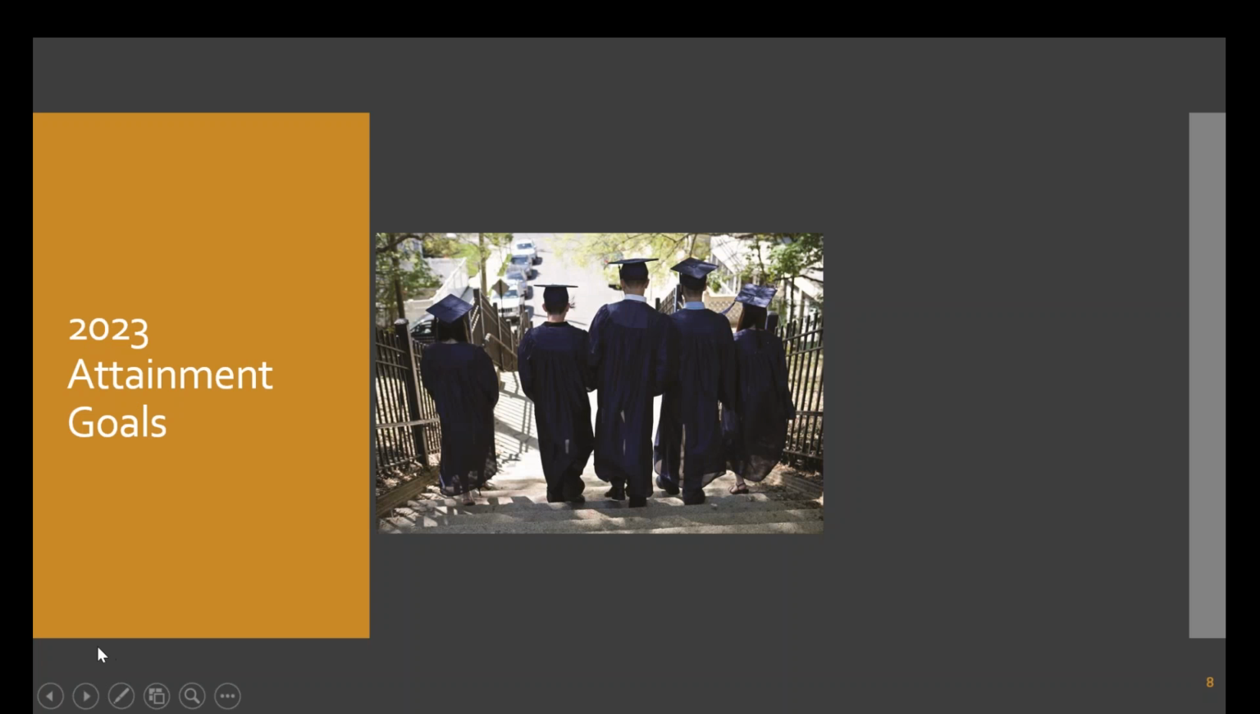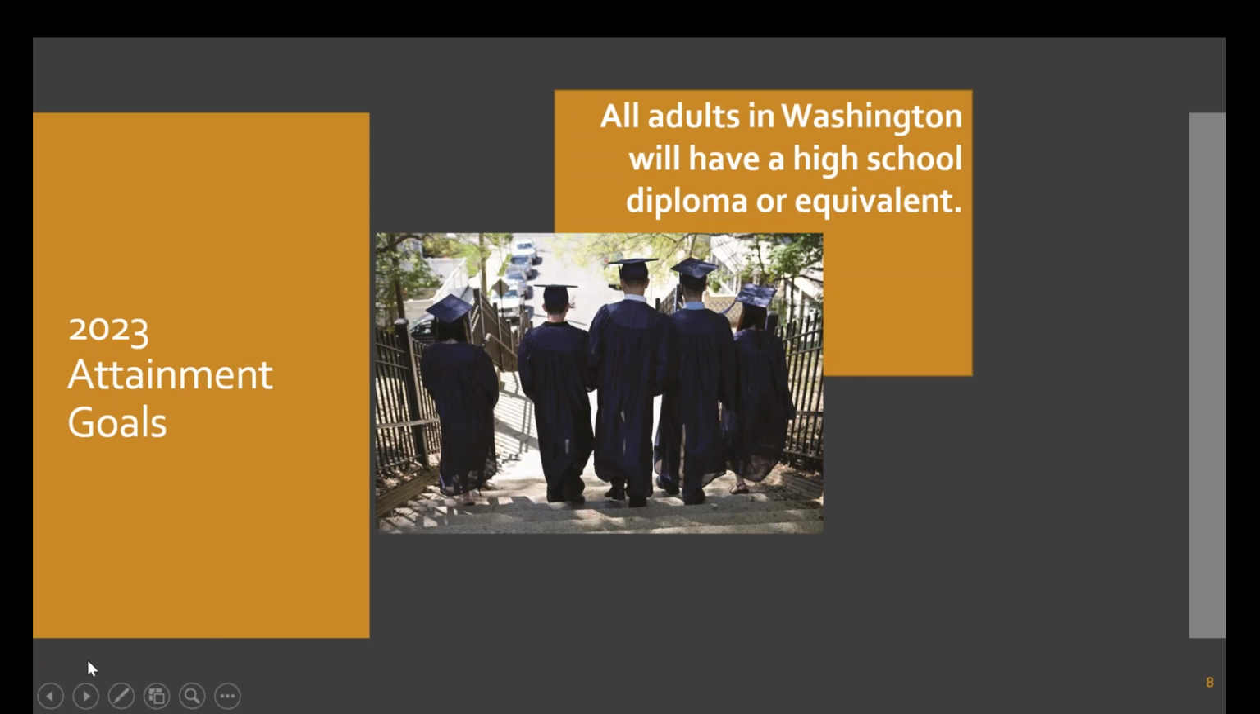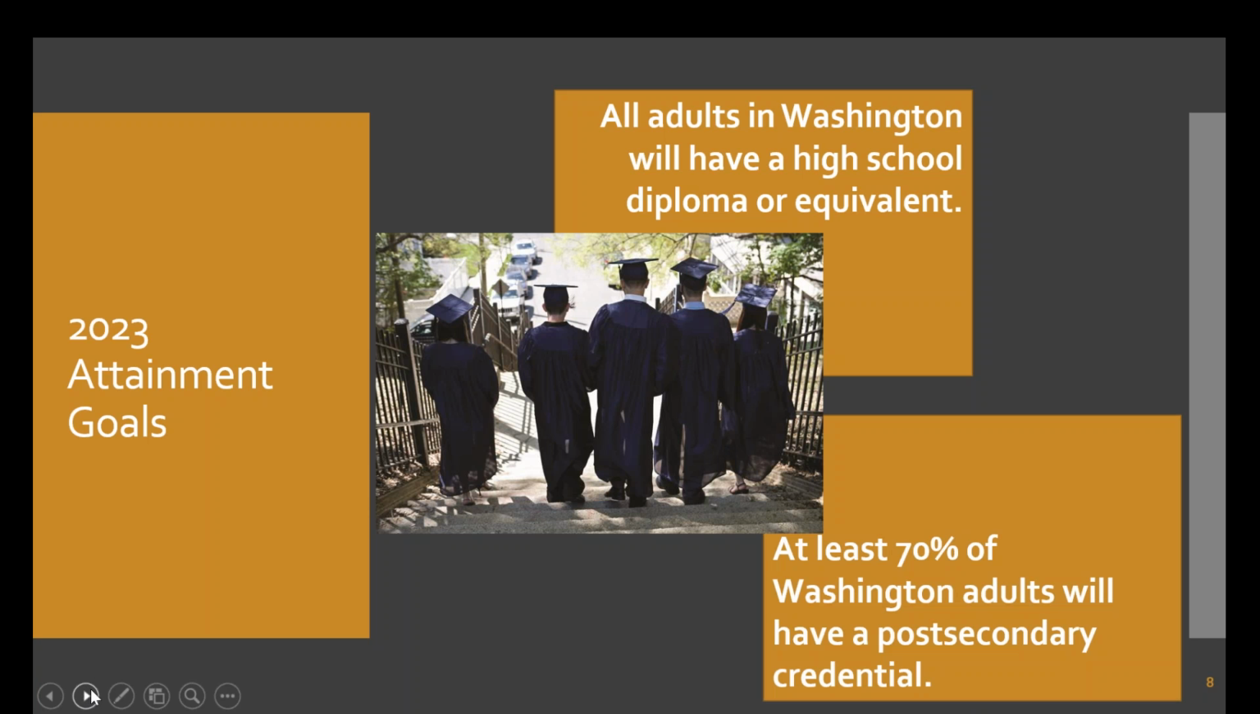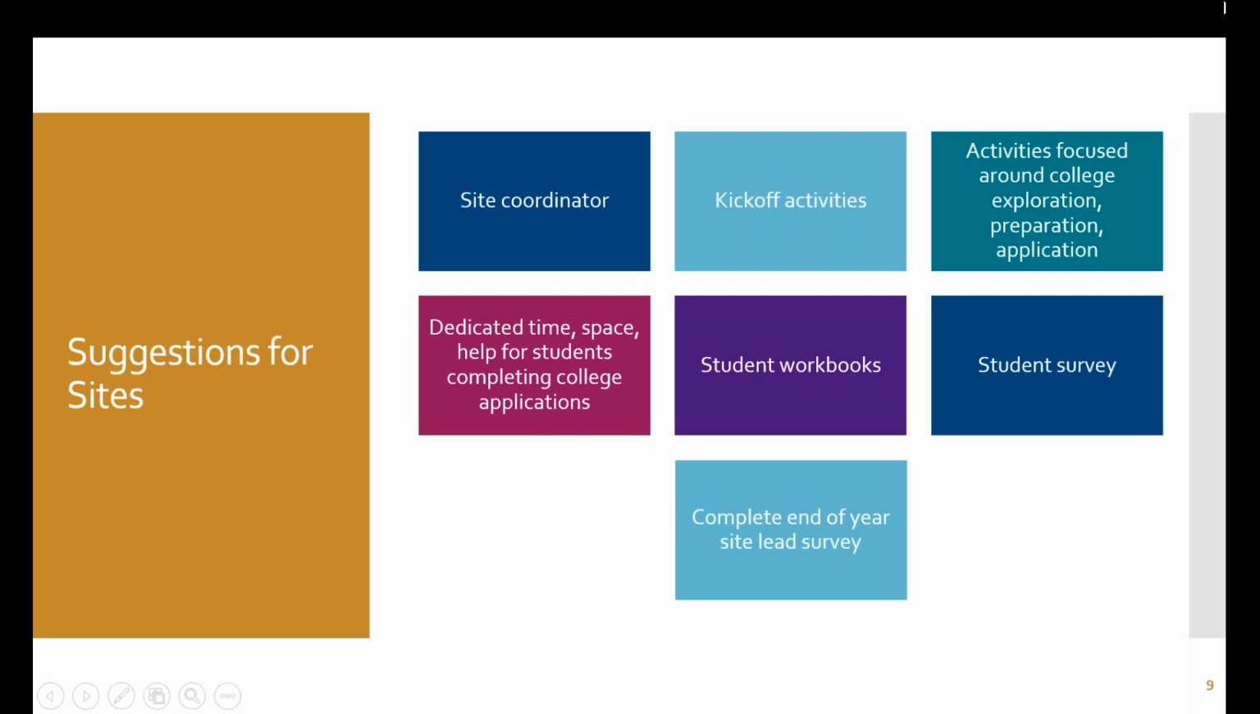Another reason this is so important is because we have some pretty big attainment goals. We want all of our Washington adults to have a high school equivalent or a high school diploma. We also want to have at least 70% of Washingtonians have a post-secondary credential so that they can earn a livable wage.